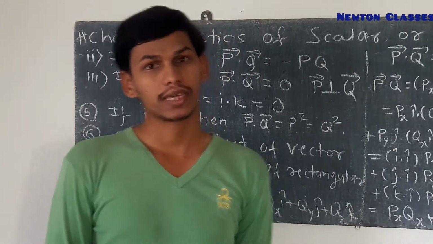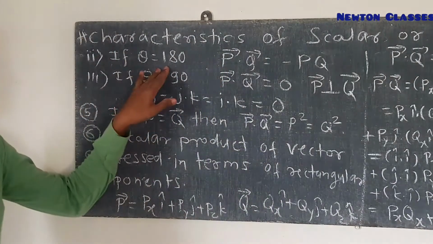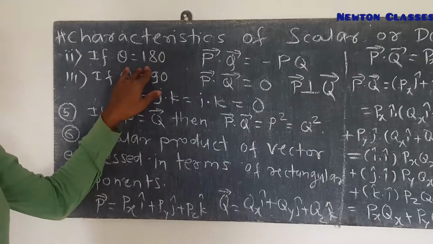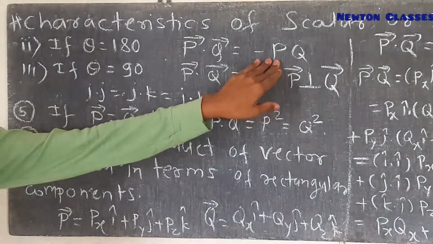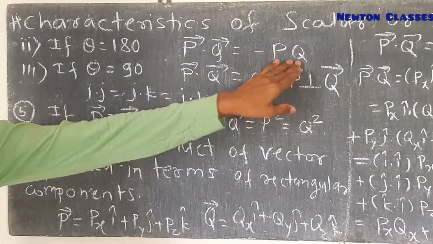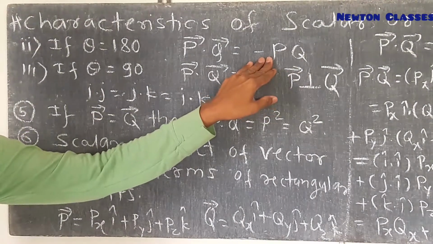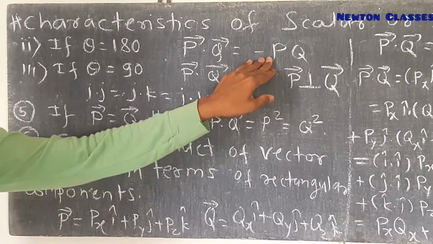Now the second special case: if the angle between two vectors is 180 degrees, that is, the two vectors are anti-parallel to each other, then their vector product is equal to minus pq. This is because cos 180 degrees is equal to minus 1.